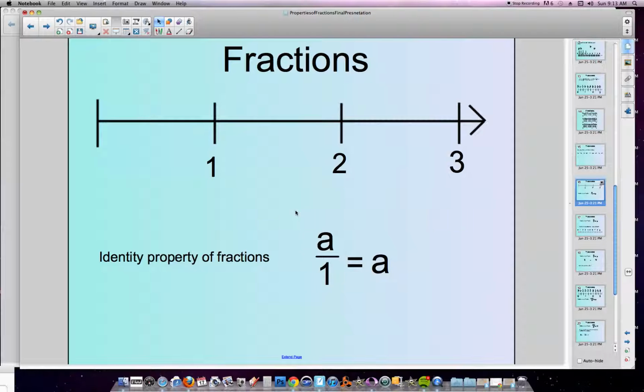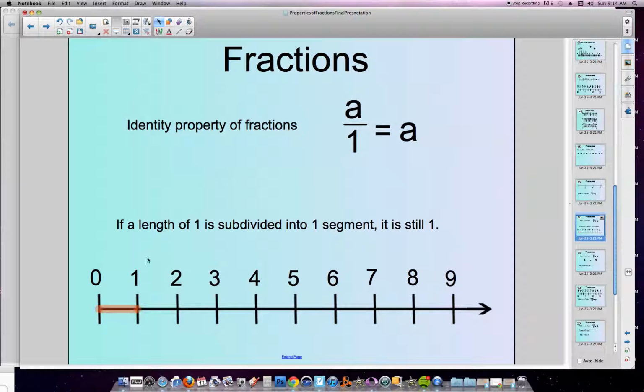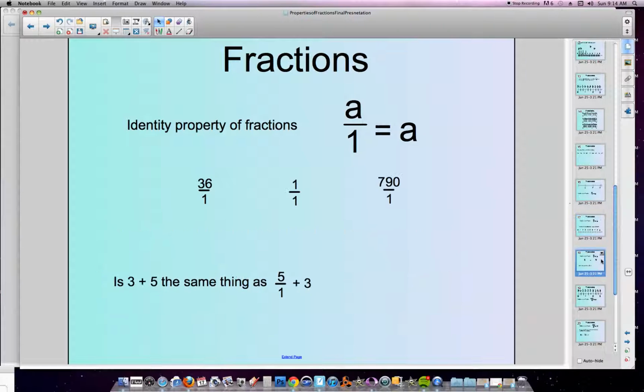So what we were saying just a second ago about multiples is kind of the beginning of some of these properties. And the first identity property of fractions is that a over 1 equals a. So when we subdivide our number line into units of 1, well, that's just whole numbers, right? If I say 3 over 1, I just mean 3 units of 1, which is what we call 3. There's no need to even necessarily write the over 1. So you can look here and see that this equals 36, that equals 1, that equals 790.